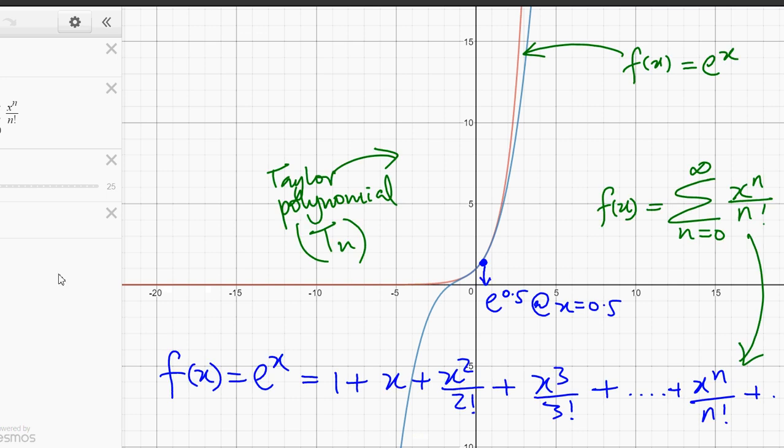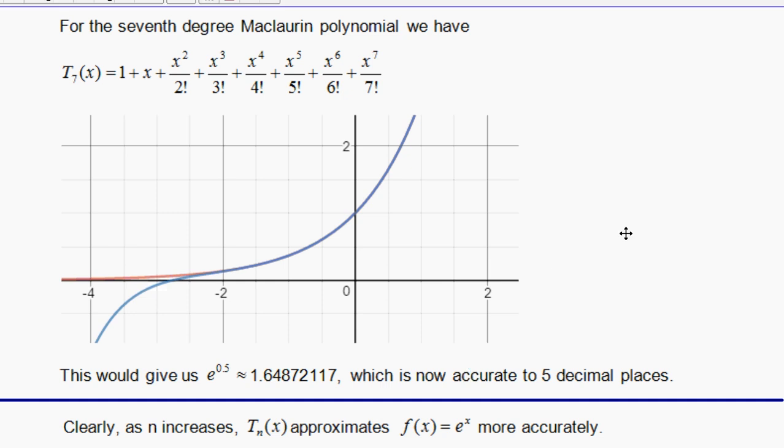If you use a seventh degree polynomial, then you end up with something like that. So this is a seventh degree polynomial, the one in pink. And this will approximate the value of e to the power 0.5 to be correct to 5 decimal places, which is much, much better than whatever we had initially.